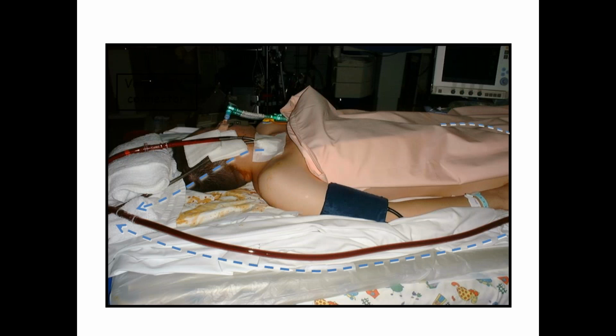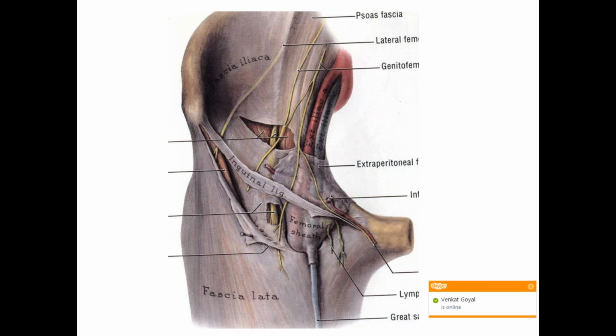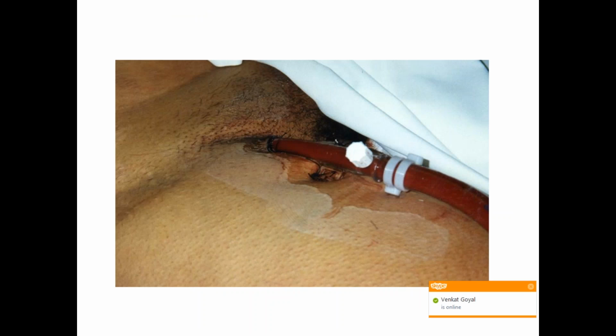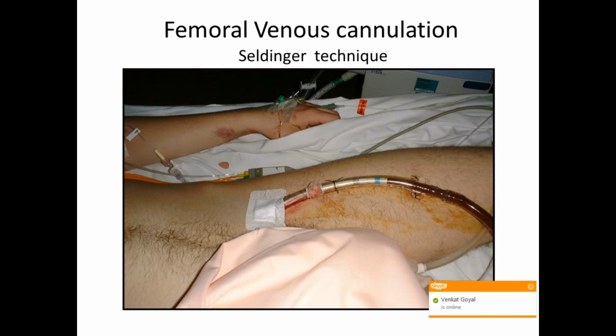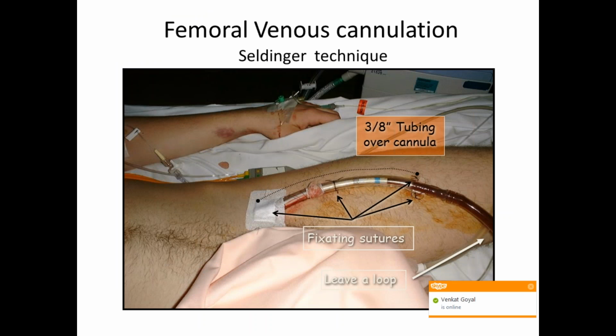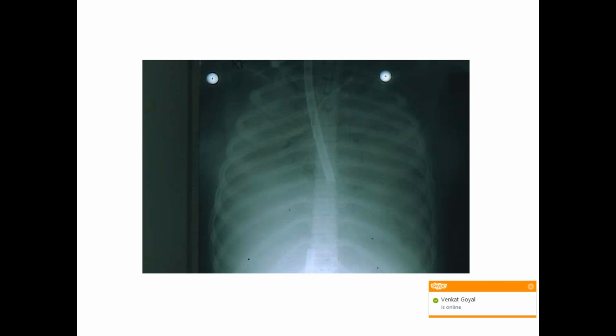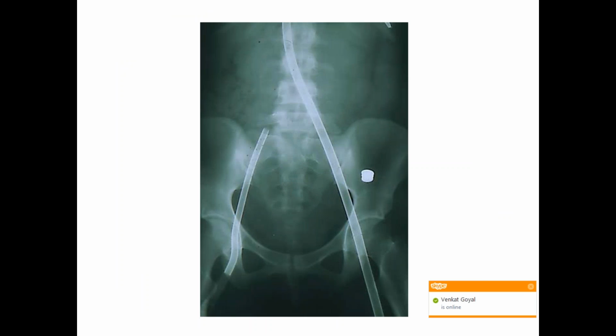This is an important part, how you maintain the tubular cannulas. This U shape has to be maintained to prevent it from getting dislodged and coming out. The femoral venous cannula, Seldinger technique, and how to fix it. This is the cannula position.